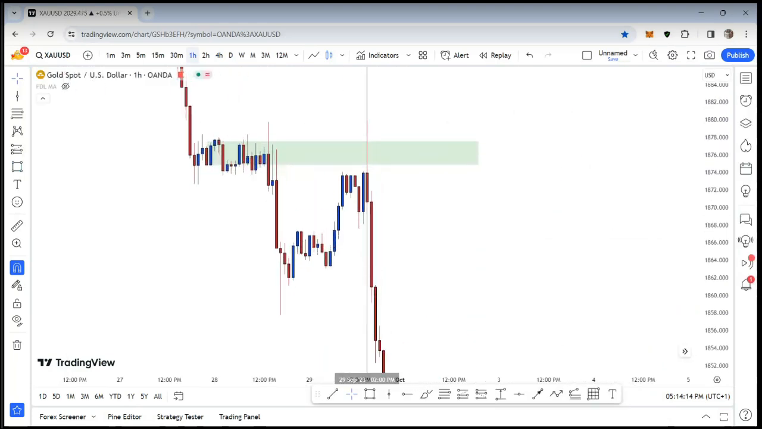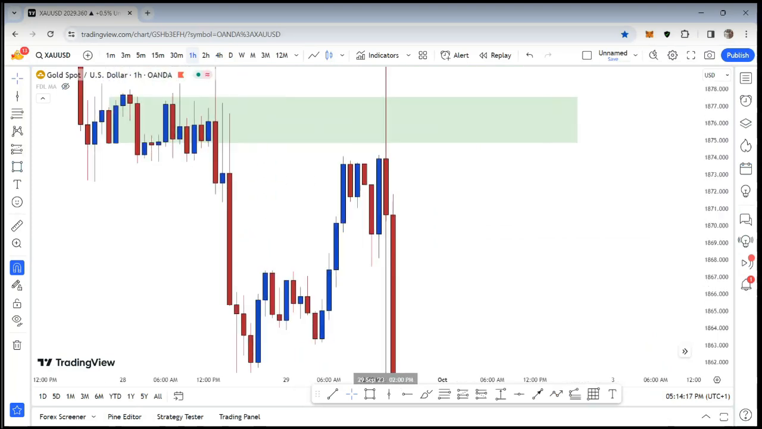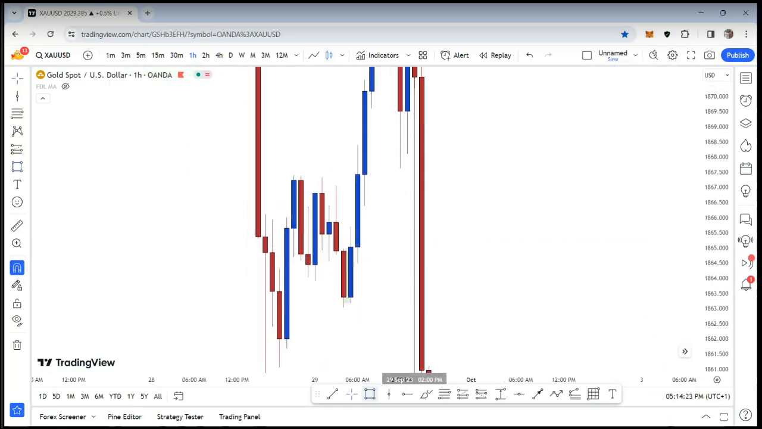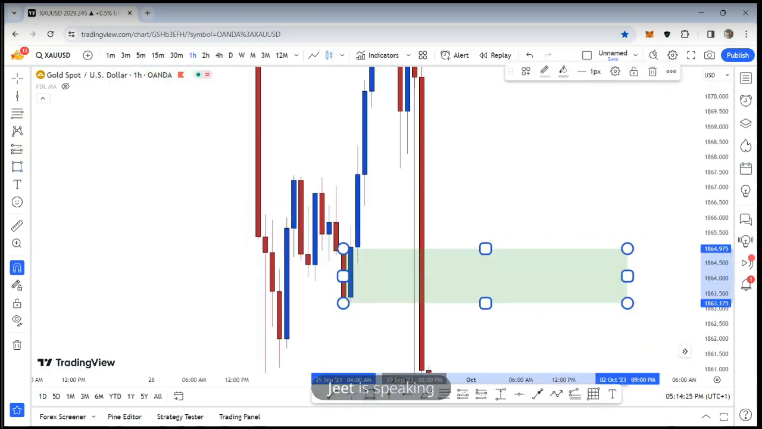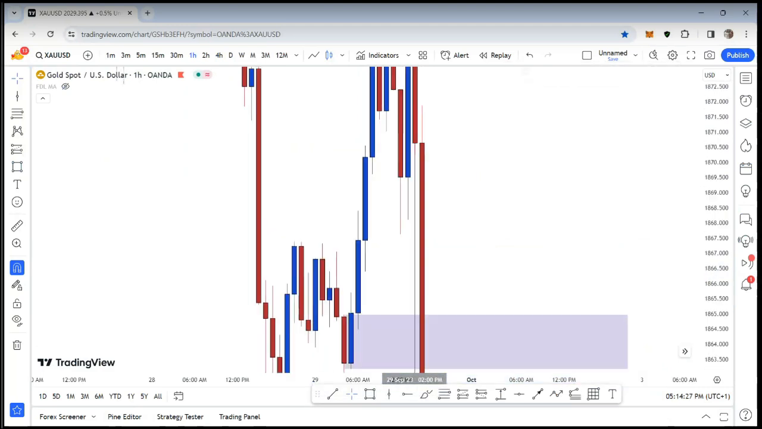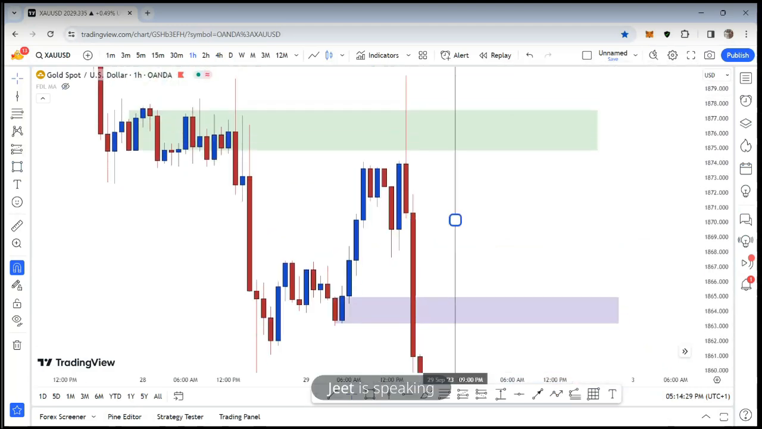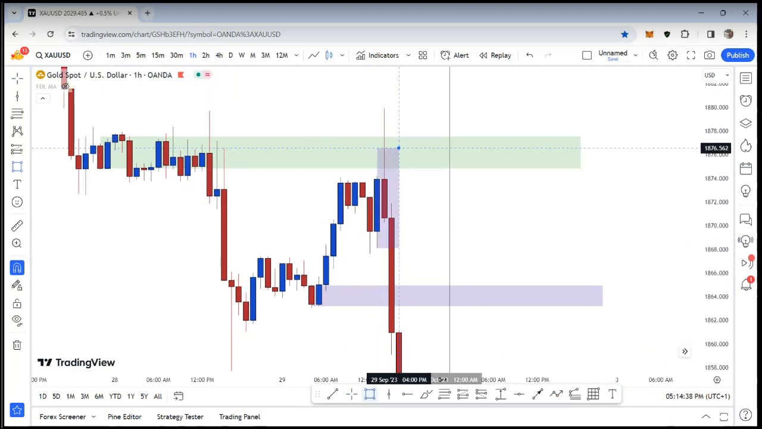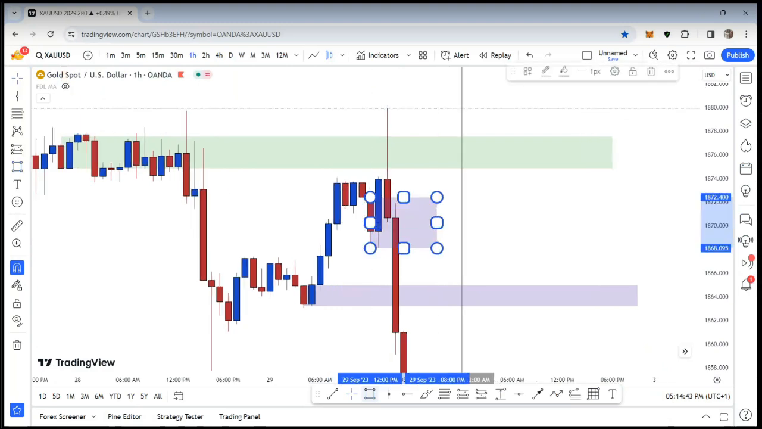first of all, ask yourself, where do you think 1 hour needed to break? First of all, we wanted 1 hour to break this level. Am I correct, guys? Yes. Right? We wanted 1 hour to break that level, right? Now, since that level was not being broken out of, price now formed a new engulfing sell zone.